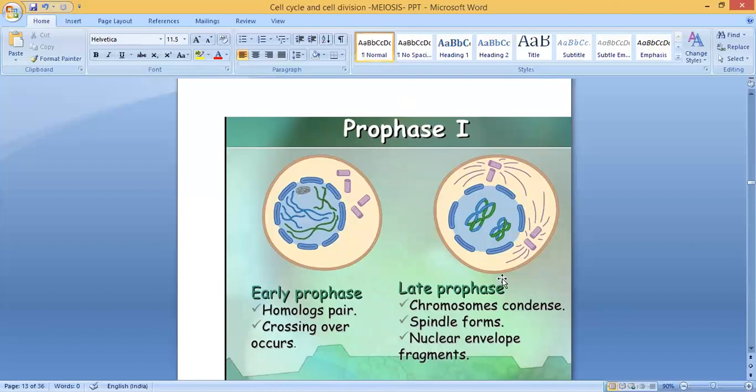Then prophase 1. I told you, in prophase 1 there is early prophase and late prophase. In the early prophase, what is happening? Homologous pair crossing over occurs. You can see here the crossing over takes place. In late prophase, what is happening? Chromosomes condense. Spindle forms. You can see the spindle fibers form and the centriole moving to the pole. The nuclear envelope fragments, and then they can move outside. That is the late prophase stage. This is the early prophase stage, and this is the late prophase stage.